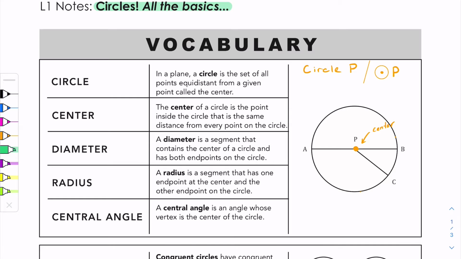So that brings us to the vocab word of center, and the center of a circle is the point inside the circle that is the same distance from every point on the circle. We already labeled that point, we already talked about what it is.